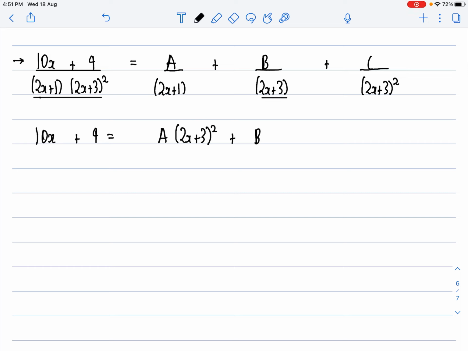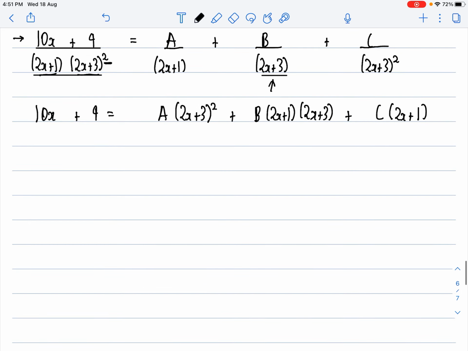But here I have 2x plus 1 and 2x plus 3 the whole square. So the thing missing is obviously 2x plus 1, but also one factor of 2x plus 3, not the whole square, because one 2x plus 3 is covered here, since 2x plus 3 the whole square is 2x plus 3 into 2x plus 3. Correct? Plus c into, I have a 2x plus 3 the whole square here and 2x plus 3 the whole square here. So the part missing is 2x plus 1. So I write 2x plus 1.